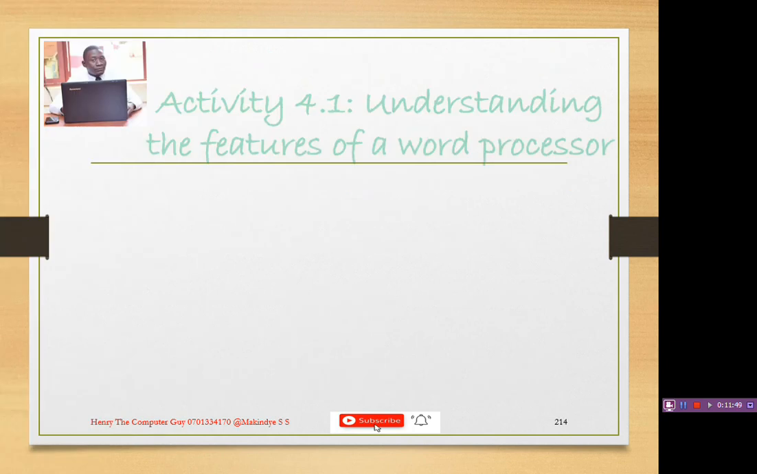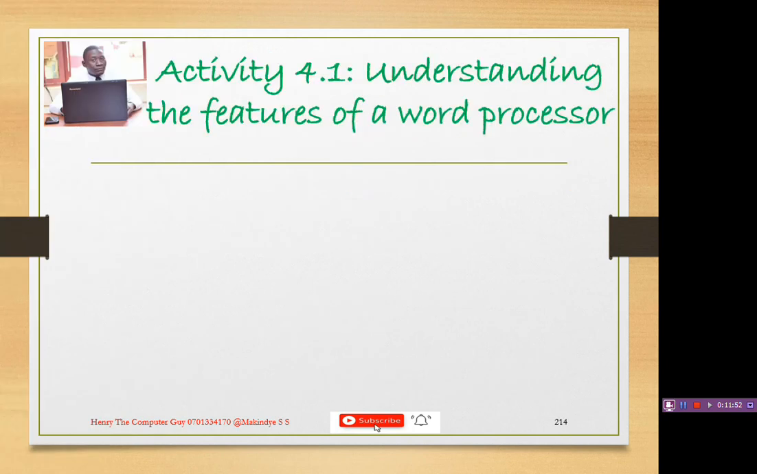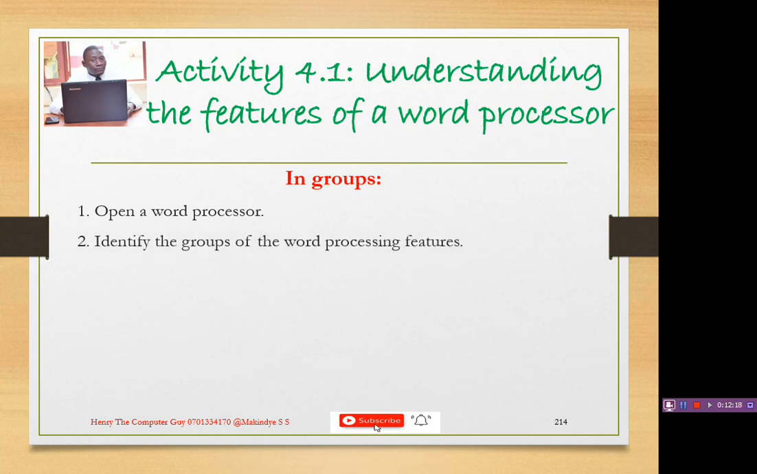And they are telling us that we have an activity 4.1. Remember, we are in chapter 4 and it is the first activity in our chapter 4. So that one makes it to be activity 4.1. And it is all about understanding the features of a word processor. So they are telling us that in groups, that means that you're going to get either 3 to 4 or 5 people, you discuss this or you do this one. Open a document or open a word processor. After opening a word processor, you're going to identify the groups of the word processing features.